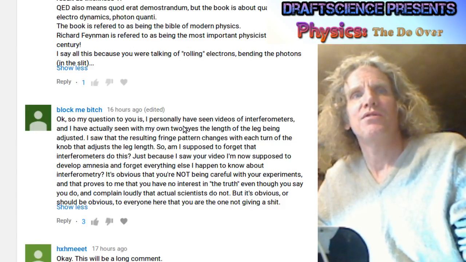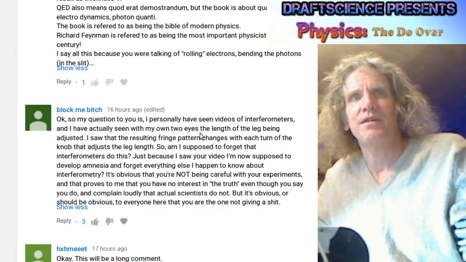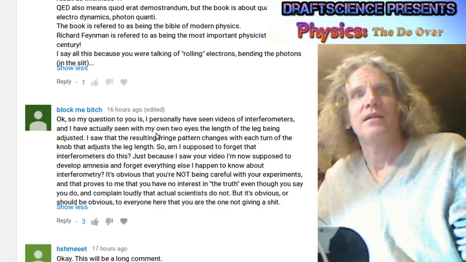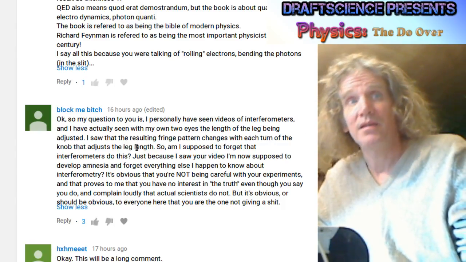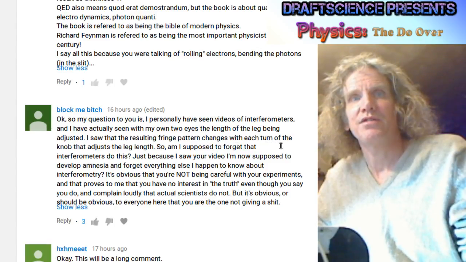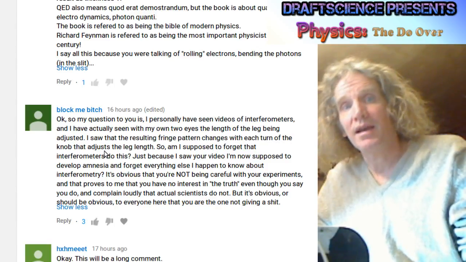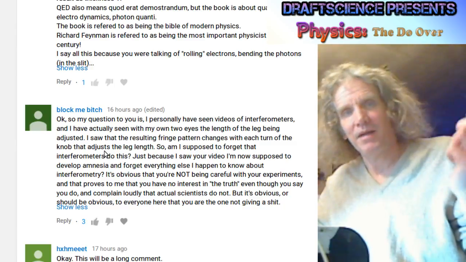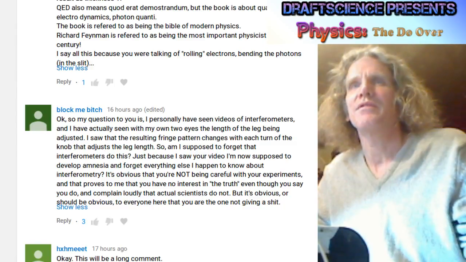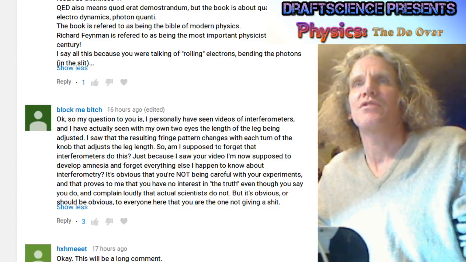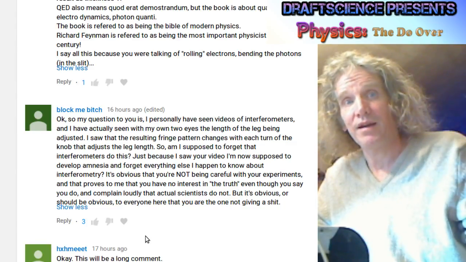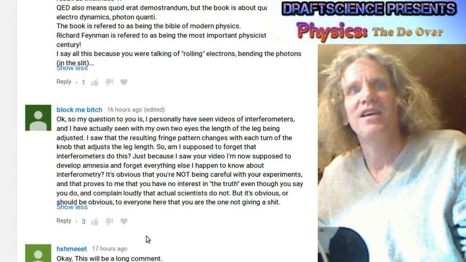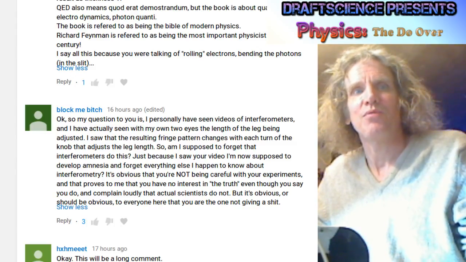Alright, so the next comment says: I personally have seen videos of interferometers, and I have actually seen with my own eyes the length of the leg being adjusted. I saw that the resulting fringe pattern changes with each turn of the knob. Yes, because they know what they're doing. Unlike the experiment I did on my porch, maybe I'll draw this. I'll show you the critical difference between the two experiments and why my interferometer won't work like theirs unless I change one feature.